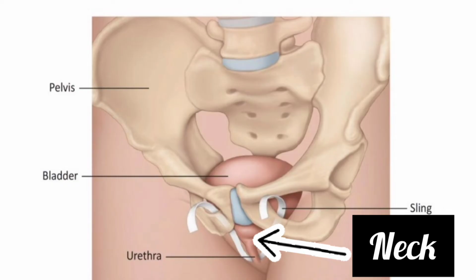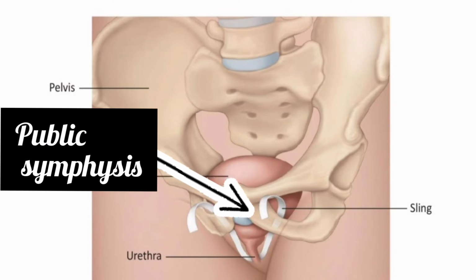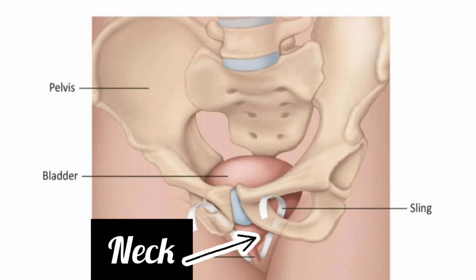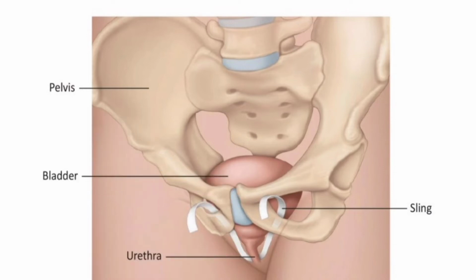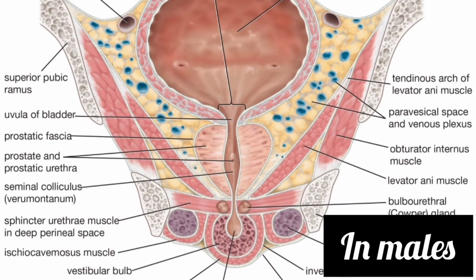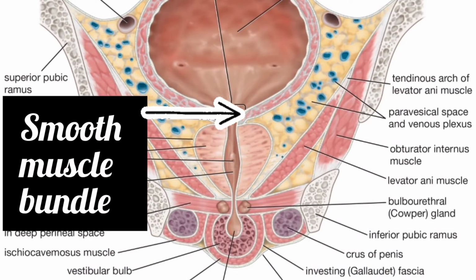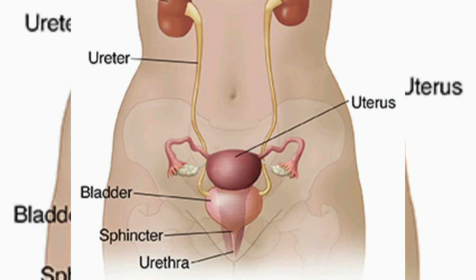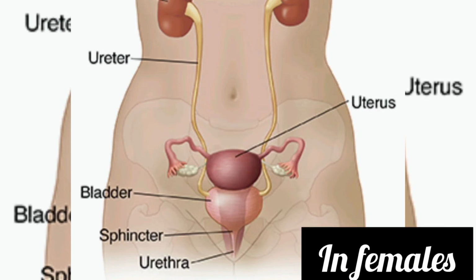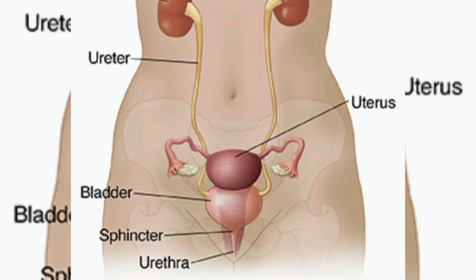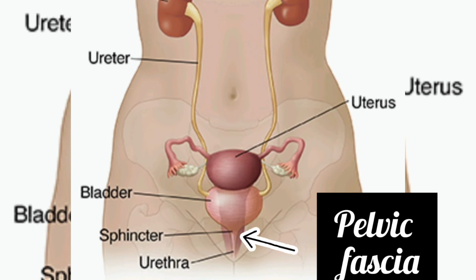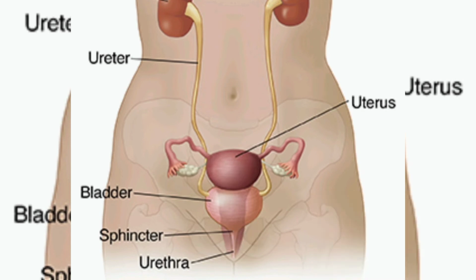Now we will discuss the neck of the bladder. The neck is the most fixed part of the urinary bladder and it lies 3 to 4 cm lower than the pubic symphysis. In males, the urinary bladder neck is surrounded by smooth muscle bundles, whereas in females, the neck is related to the pelvic fascia which covers the upper part of the urethra.